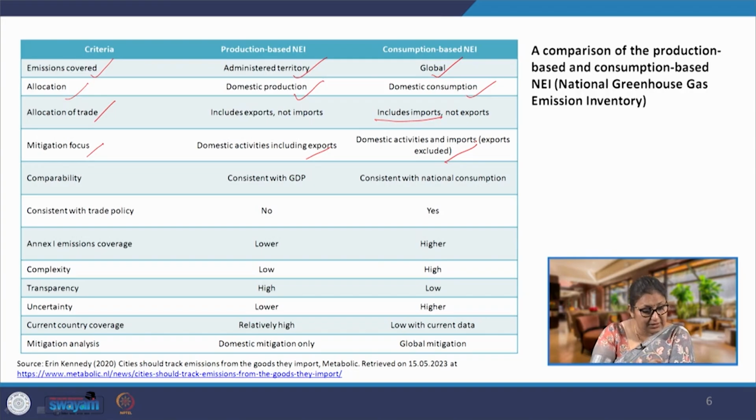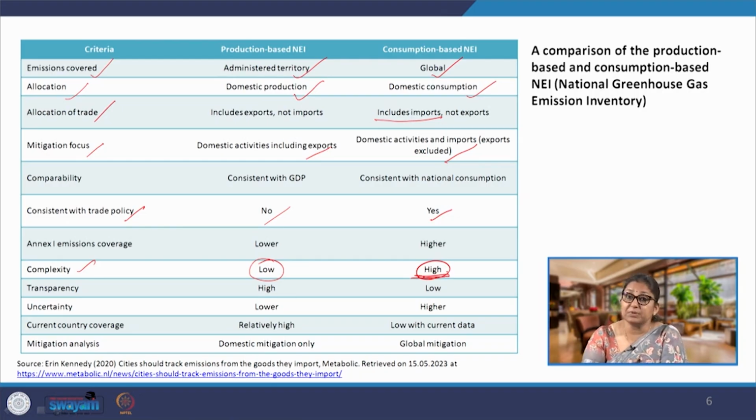If we look at whether it is consistent with trade policy, for consumption based it is extremely relevant. What is the trade policy? And if we look at production based, it is not taking into account the trade policy, it does not require to. Also, if we look at the complexity, production based has much lower complexity, and that is the reason it is often picked up, while consumption based emissions have much higher complexity, and that is the reason it is often discouraged from use.